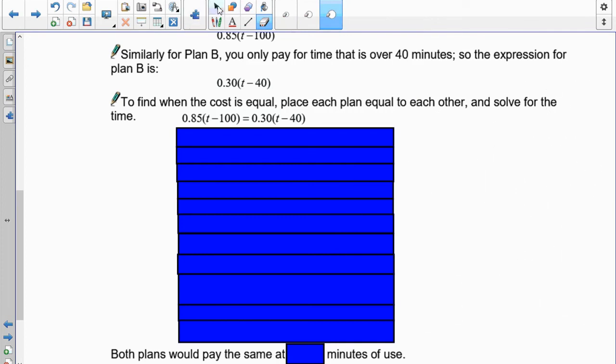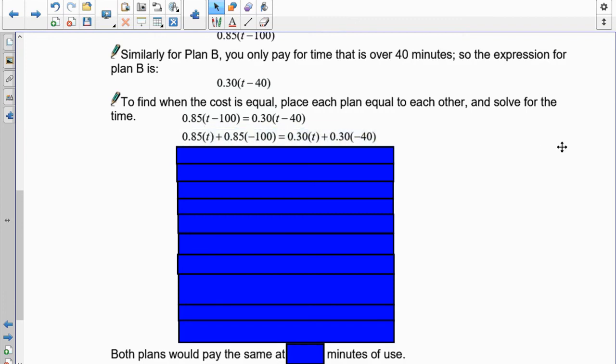So I'll get you started with it, but then I'm going to want you to finish it off. So 0.85 has to multiply by both the t and the negative 100. The 0.30 has to multiply both by the t and the negative 40, so this is what it looks like. Okay, I'm going to stop there, and I want you to pause the recording, and I want you to solve this equation.